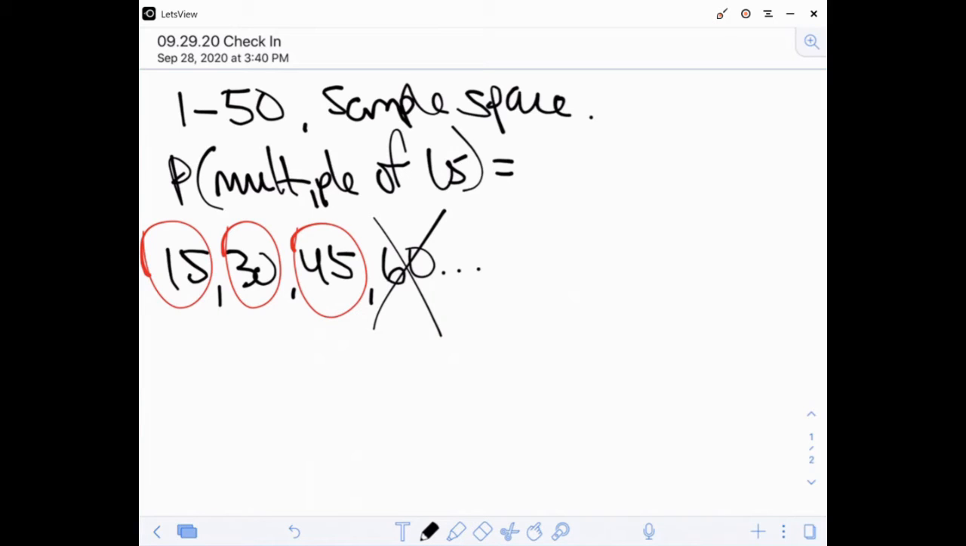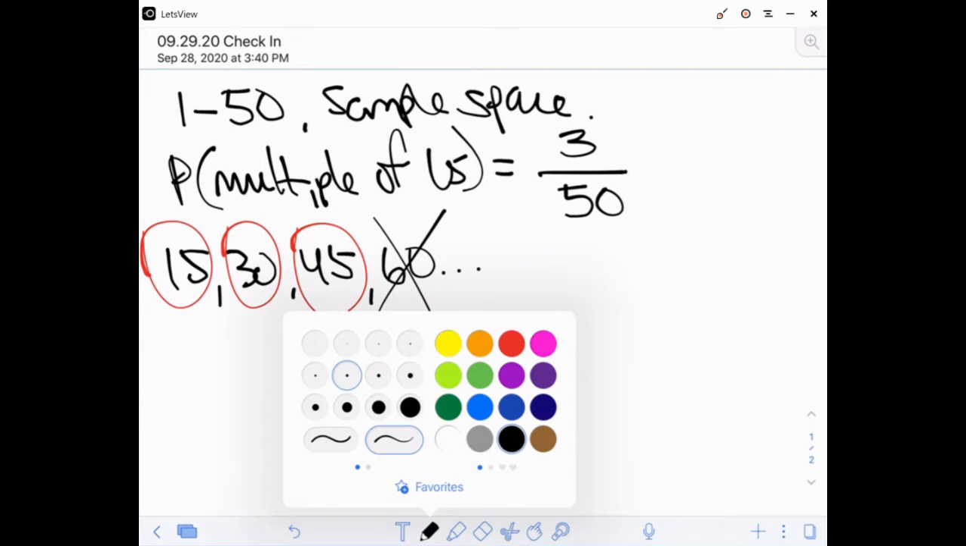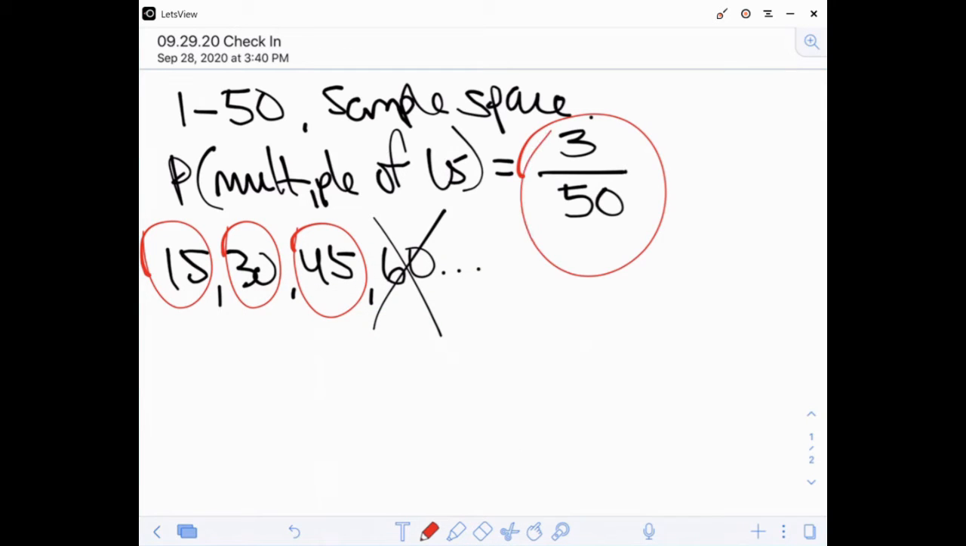So if we set up our formula, what are the total possibilities? Well, there's 50 numbers, and there's 3 numbers that fit multiples of 15. So the probability is 3/50. So that is our answer. Probability is 3/50.